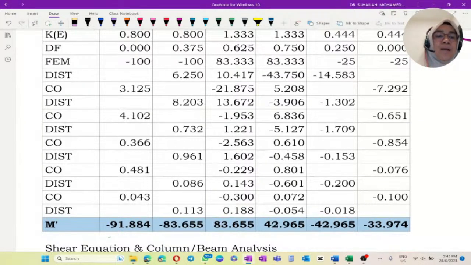We calculate the end moment due to the side sway frame.